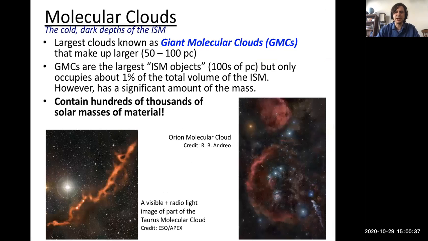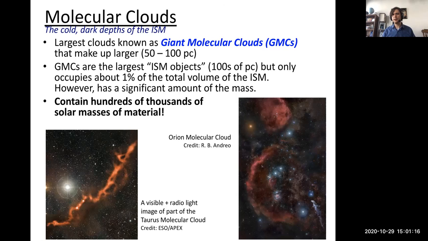And let's take a look at some giant molecular clouds. We've looked at this before. Here's the Orion molecular cloud complex that spans hundreds of parsecs. It's absolutely enormous. And whenever they get that large, to the 50 to 100 or larger parsec size in diameter, we call these things giant molecular clouds. They are the largest objects of the ISM. And even though they're the largest objects of the ISM, they don't take up a whole lot of volume because they're really dense compared to the rest of the ISM. It's only 1% of the total volume of the ISM.